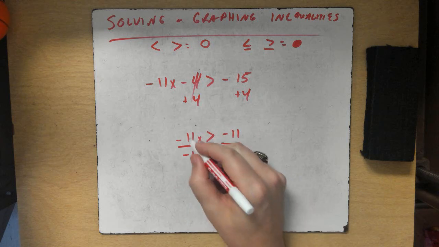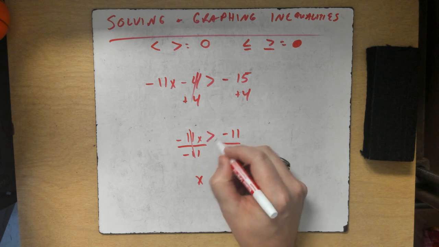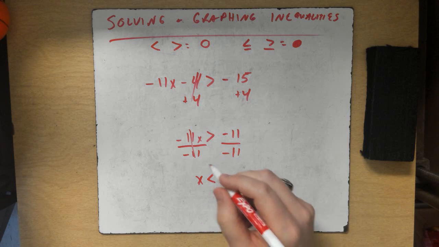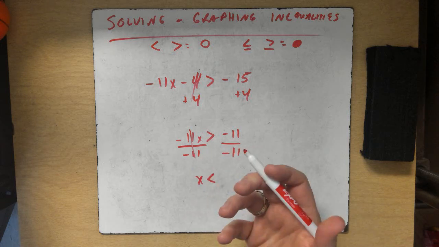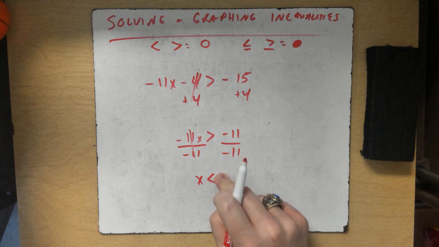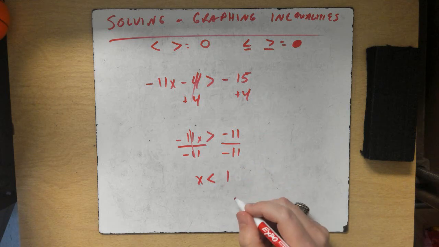When you do this, this cancels out. Your x comes down. When you divide by a negative, your symbol in the middle flips to the opposite way, okay? This is something I forgot to cover in the previous video, but it's very important. When you have a negative number and you're dividing by it or multiplying, you need to flip this symbol in the middle, okay? Now when we do this, we divide negative 11 by negative 11, and that gives us 1, okay?